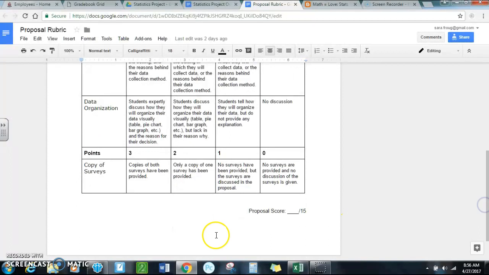And then, of course, did you actually provide copies of the surveys? Did you tell us what questions you were asking? And you can get either 3, 2, 1, or 0 points for that. So the entire proposal score is going to be out of 15, and it's going to be a quiz grade. You are turning this in today before you walk out of the room.